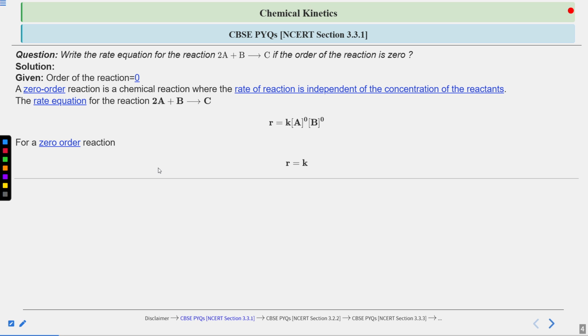You can explain it more: for a zero order reaction, we can conclude that the rate of the reaction is going to be equal to the rate constant, as per this equation. So R becomes equal to K. This is how you can answer, and you can add more points while answering as per your need. Okay, now let's move on to our next question.